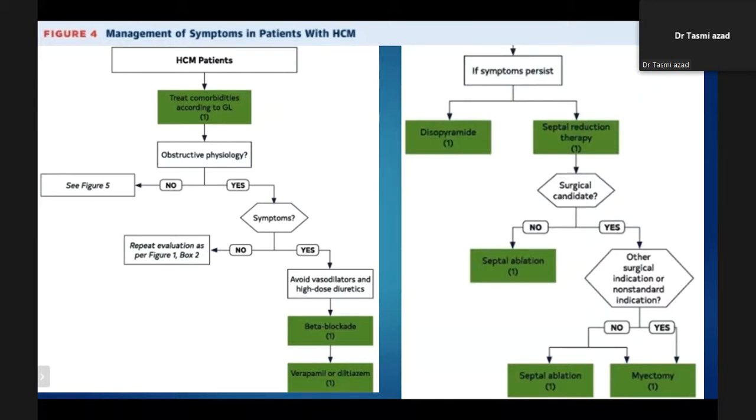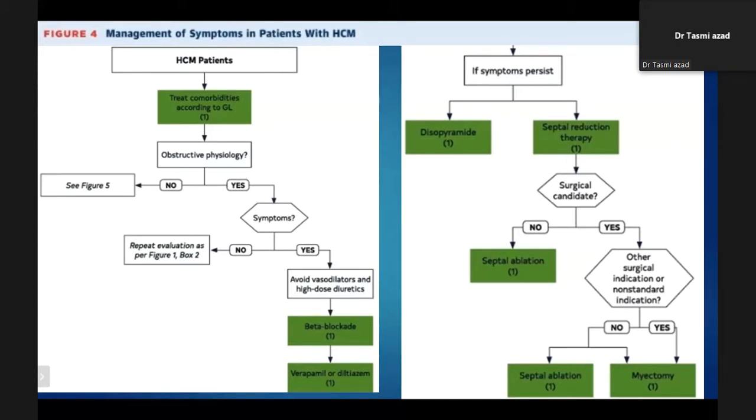If symptoms still persist, then another option, as I didn't mention in the first slide, they also give class 1 in the recommendation here. That is, if the patient is still symptomatic after beta blocker or after verapamil or diltiazem, we can choose the disopyramide. Though there are some pros and cons regarding choosing the disopyramide, and if the patient is still symptomatic, if they fulfill the criteria, then we'll go for septal reduction therapy.